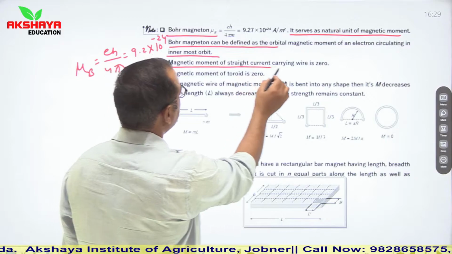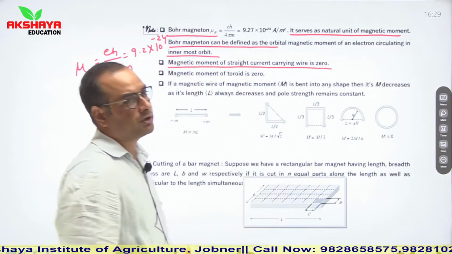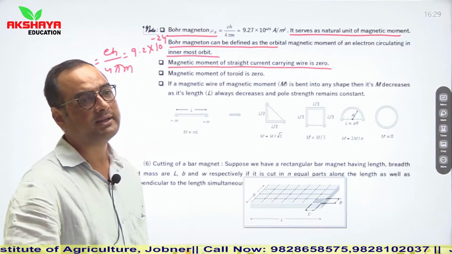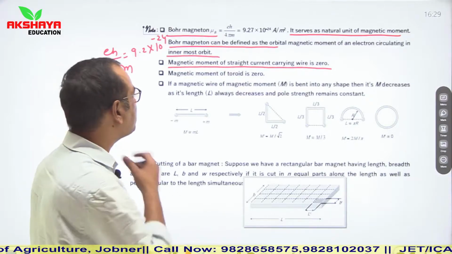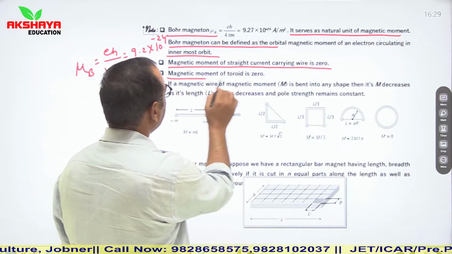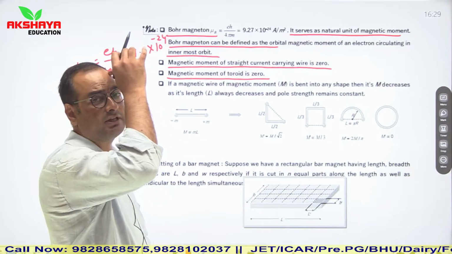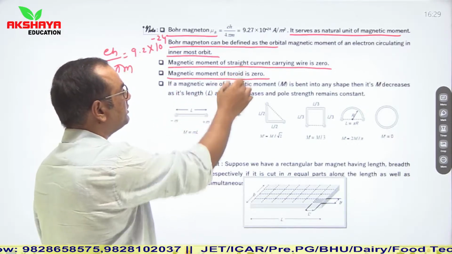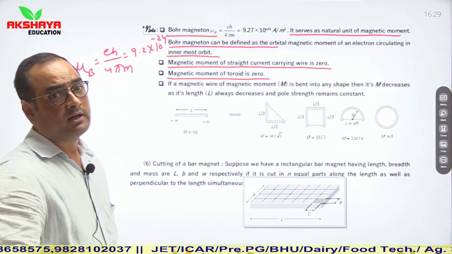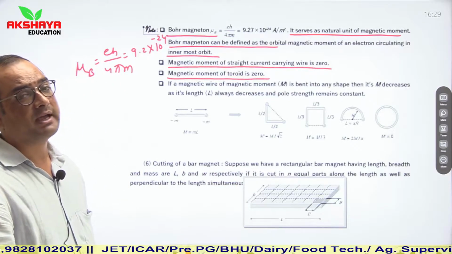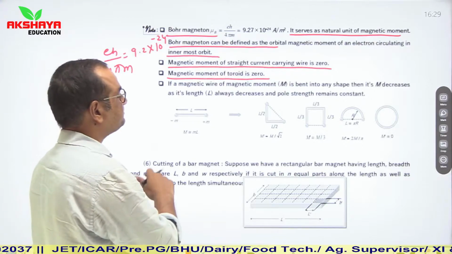Magnetic moment of a straight current carrying wire is always zero. Similarly, magnetic moment of a toroid is also zero, because there is no effective length between these poles, south and north. So in both situations, effective length becomes zero, hence we can say that magnetic moment is zero.